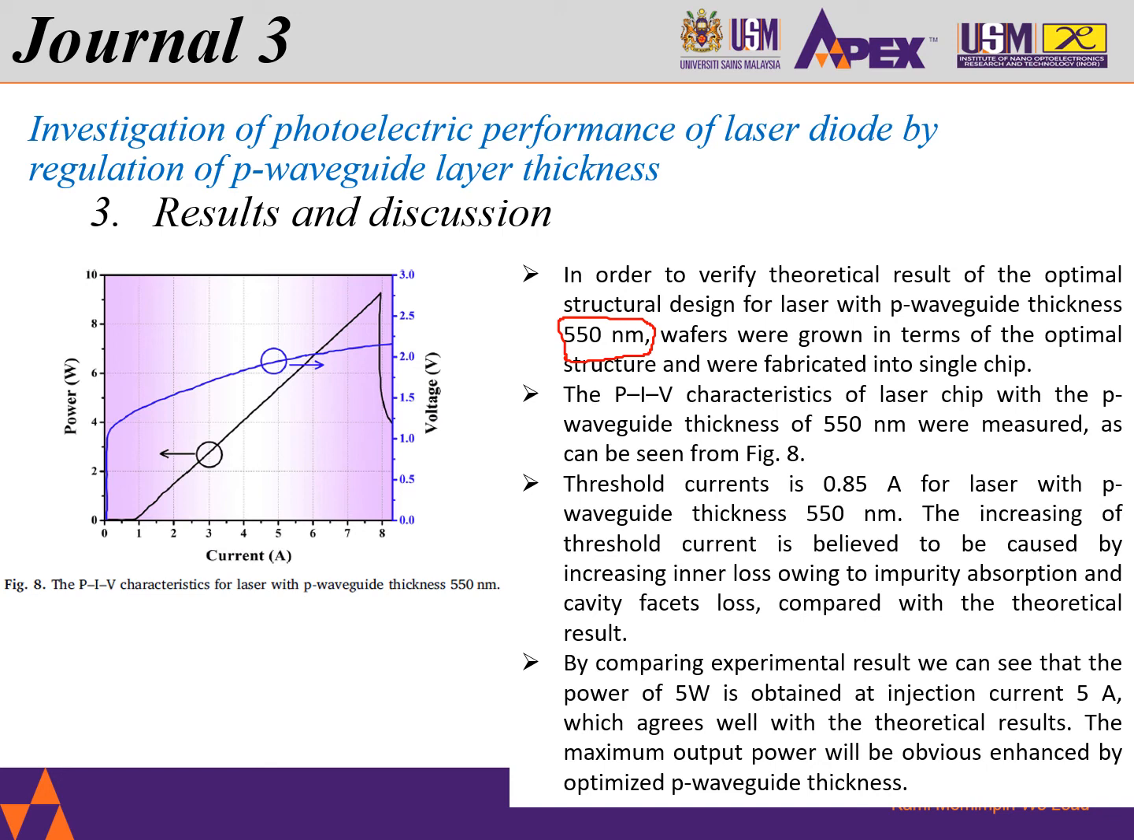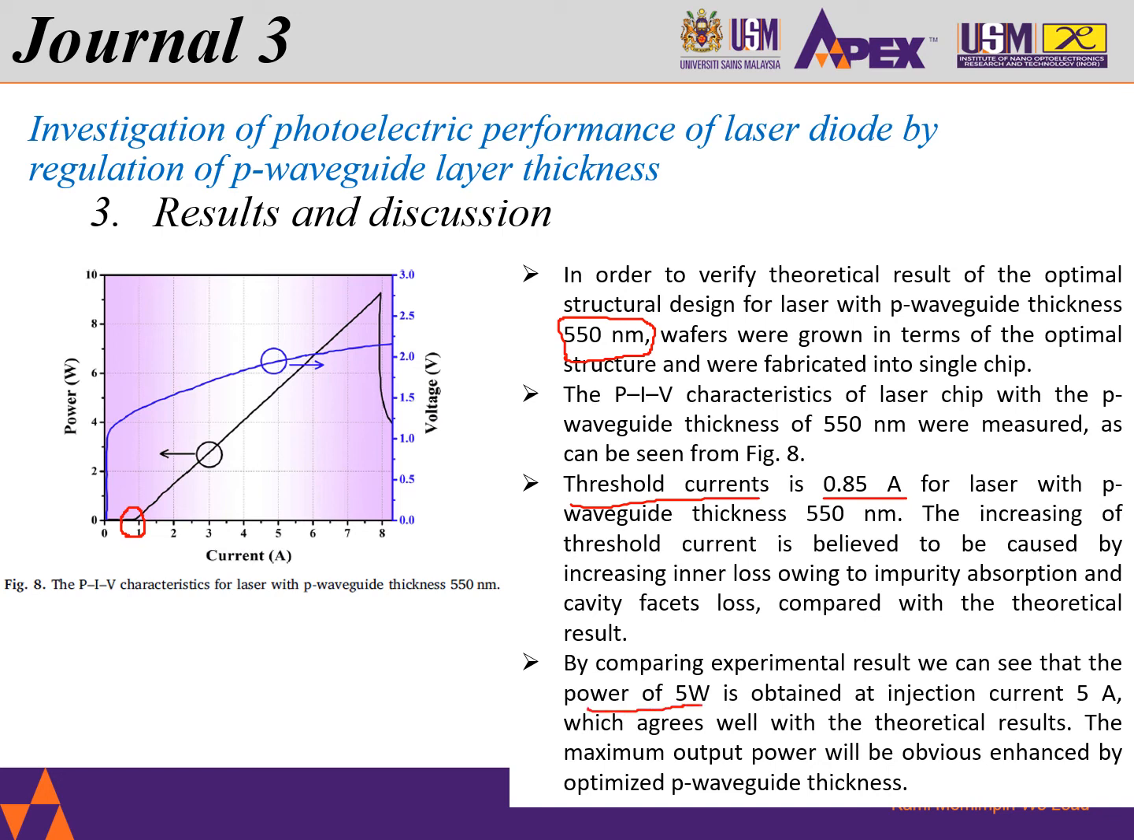and to measure the PIE characteristic, to again compare with the simulation results. As you can see, the threshold current of the measurement is actually 0.85 ampere, which is different from the simulation of 0.65 ampere. You can look back to the previous threshold current chart. The increase in threshold current is believed to be caused by an increase in internal loss due to impurities in the experiment compared to theoretical results.